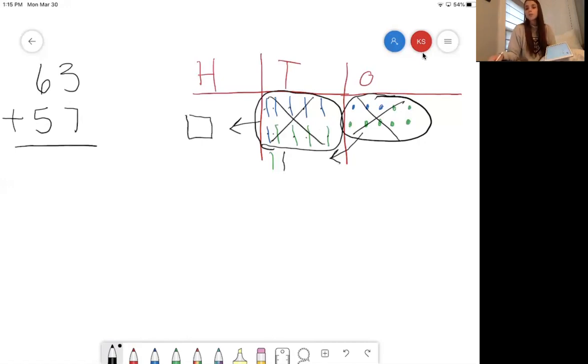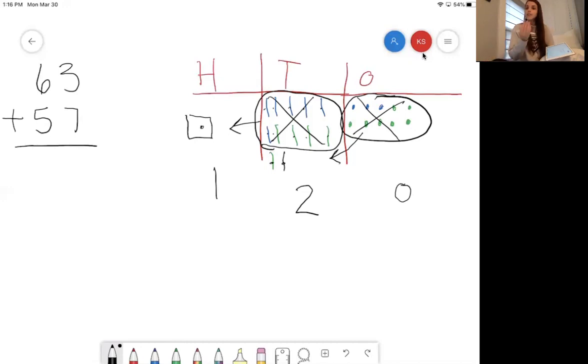That's all the regrouping I can do. So now I'm going to solve. I'm going to start in my ones place first because ones always comes first. I have no ones left, so I need to put down a 0 to represent 0 ones. I have 2 tens and 1 hundred. 100, 2 tens, and 0 ones equals 120.